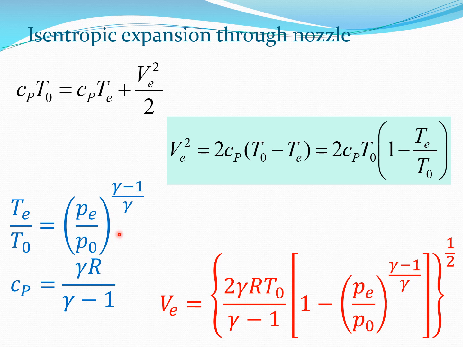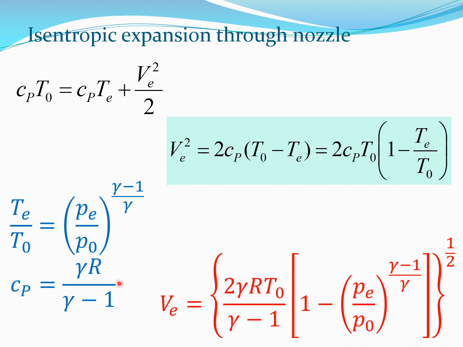Now, of course, we can assume isentropic flow, and then we can write Te by T0 is Pe by P0 to the power gamma minus 1 by gamma. And gamma, of course, remember, is the ratio of specific heats of the particular gas you are dealing with here. Then we get Cp is gamma R by gamma minus 1 here. So these two equations are essentially coming from isentropic flow. Again, if you are unfamiliar with them, you can go back and revise the lecture on isentropic flow, which we did long ago in this class.